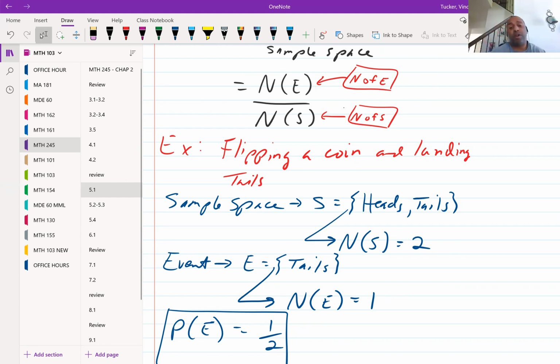But you always stick to this process. Once again, find your sample space and establish the total number of outcomes in it, establish the total number of outcomes in your event, and then place the number of outcomes in your event over the number of outcomes in your sample space.